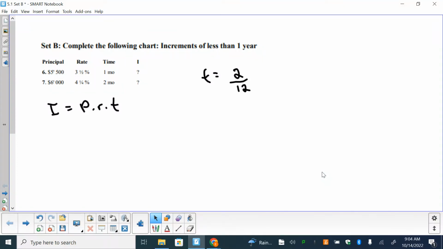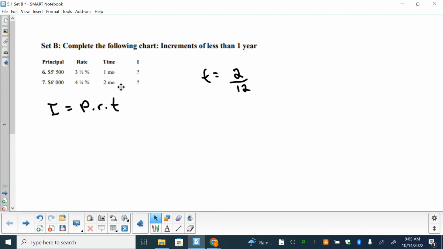All right, so in this question, we are still trying to solve for the interest. We're using simple interest, so we're using the formula I equals PRT. But now time is not in years, so we have to convert the time into years. So we'll do number 7.